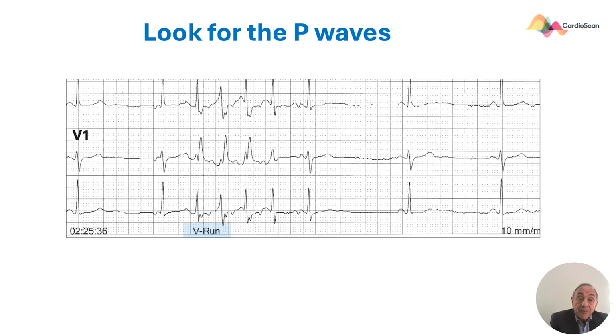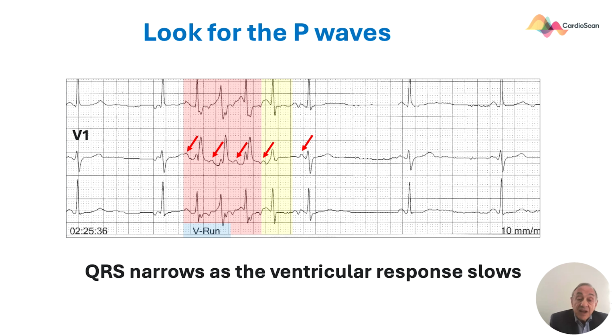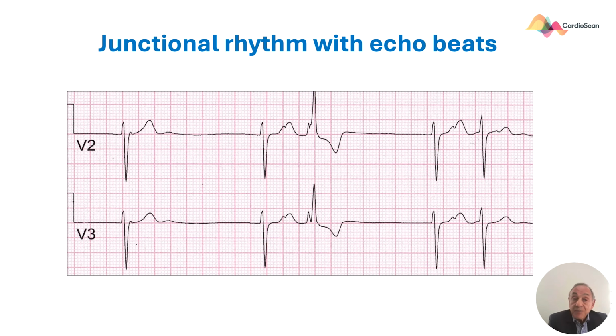What about looking for P waves? Here is a ventricular run, and it looks in V1 like an aberrant ventricular conduction, and there are P waves present. And as the tachycardia slows with the last beat, you can see that there is normal conduction now. So again, the QRS narrows as the ventricular response slows.